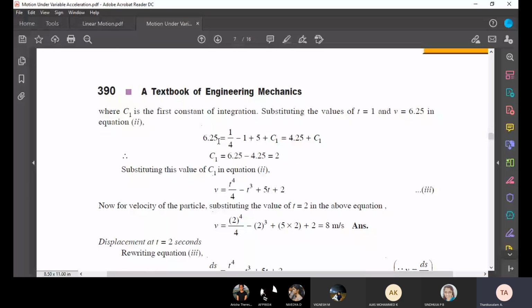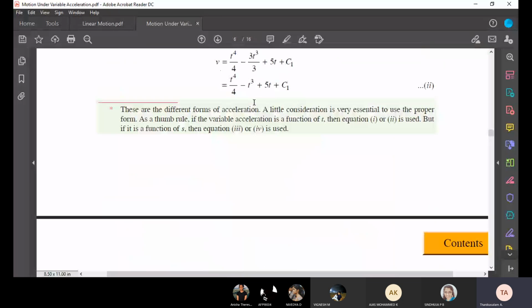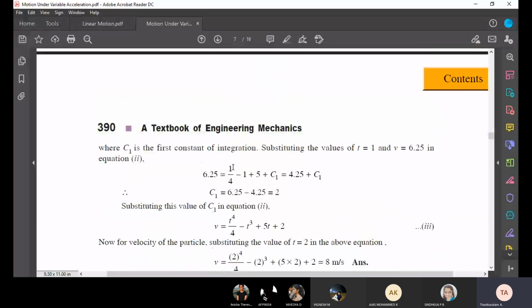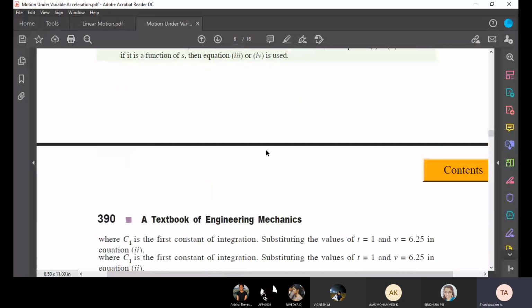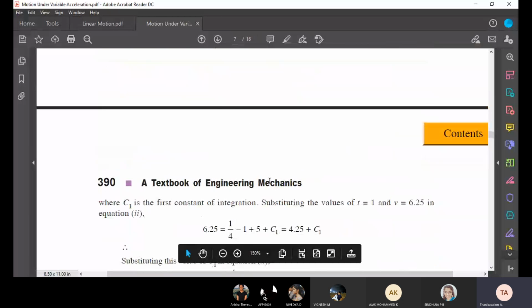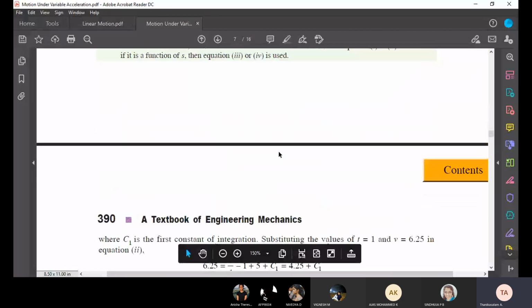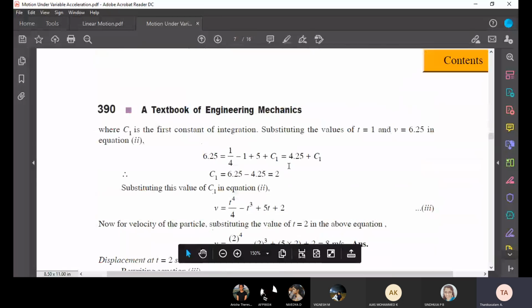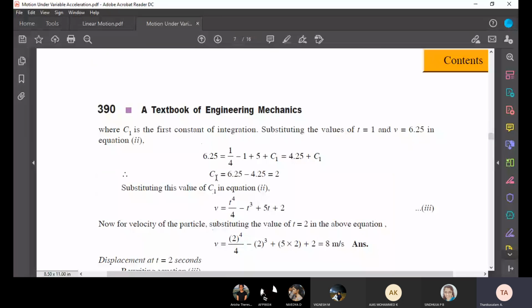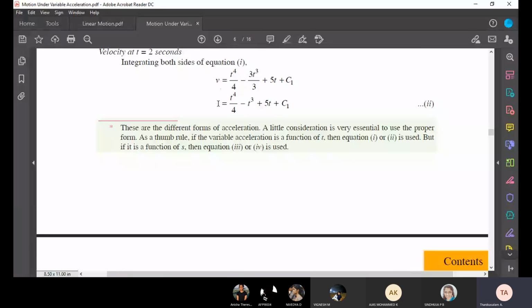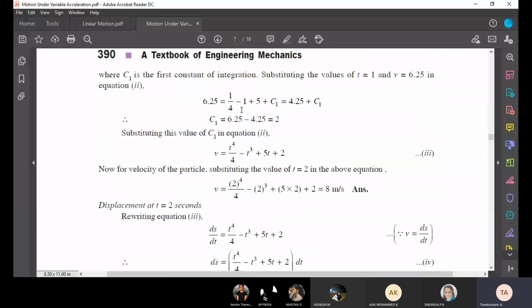At t equal to 1, 1 power 4 divided by 4 is 1 by 4. Minus t cube, which is 1, plus 5t, which is 5 into 1, 5. C1 we don't know, so we keep it as C1. After simplification, we got C1 equal to 2. Now apply C1 in this equation. Therefore v equals t power 4 divided by 4 minus t cube plus 5t plus C1, where C1 is 2. So we formed the velocity equation in terms of t.